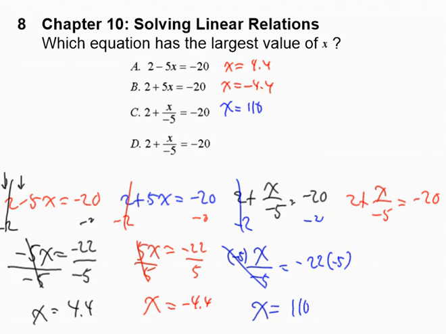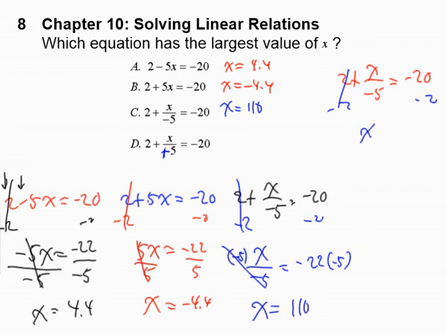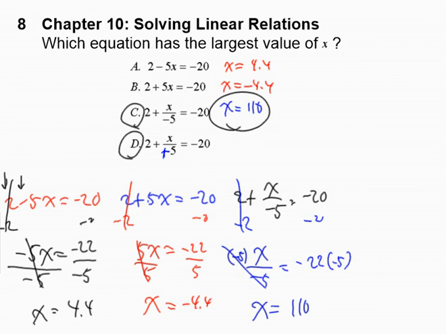And finally over here, I'll move it up a little bit. Subtract 2. Oh, you know what? C and D were the same thing. I should have made this a positive. Oh well. I guess that's what Jacob was telling me before. So the answer is C or D, because they're the same question, has the largest value, 110.